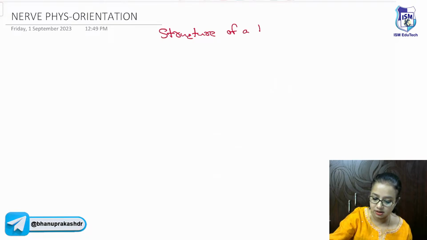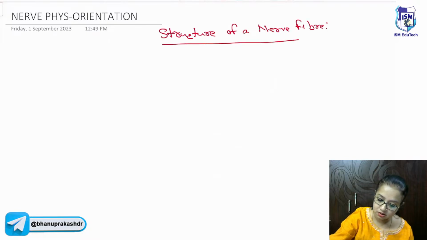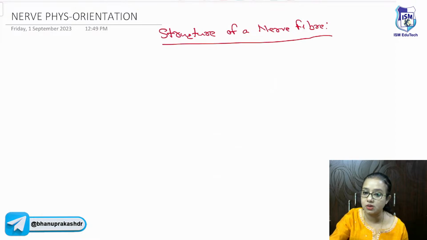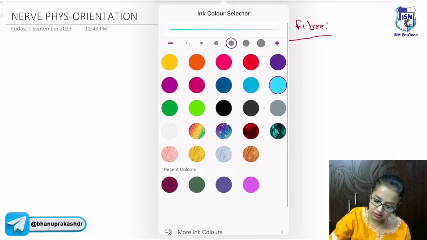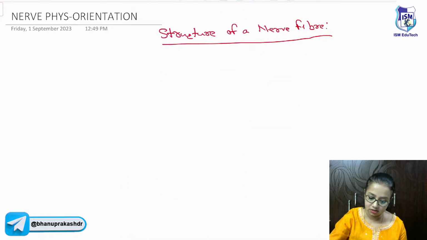Of a nerve fiber. Nerves are actually the axons that leave the central nervous system. These are what make up a nerve fiber. A typical nerve fiber or a neuron comprises the following structure.